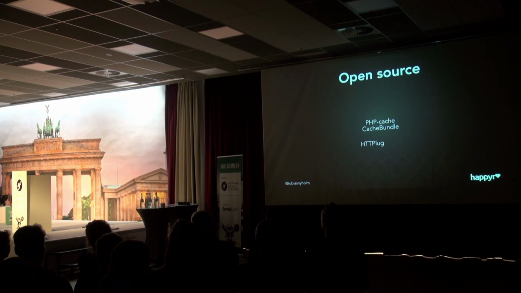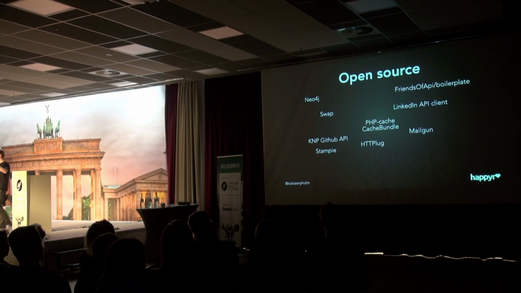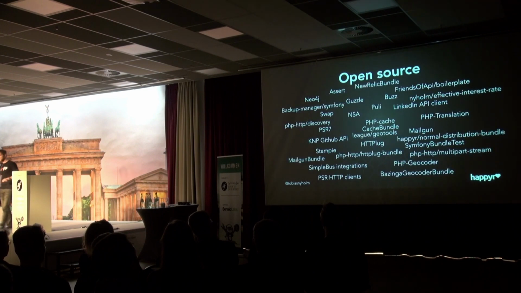So we built PHP Cache, we built PHP Cache Bundle, and at the same time also started working with HTTPlug, which is an abstraction over Guzzle or other HTTP clients. When you're working with abstractions, you start working with a lot of HTTP clients and a lot of mail clients, and then I built this, which is how you should do a best practice API client. I also work with a lot of PSRs, PSR-7, and I now do PSR-18 for clients. I'm maintaining Guzzle and Buzz at the moment, and I do a lot of testing, and plenty of other things. The most interesting library here is, in my opinion, the NSA library.